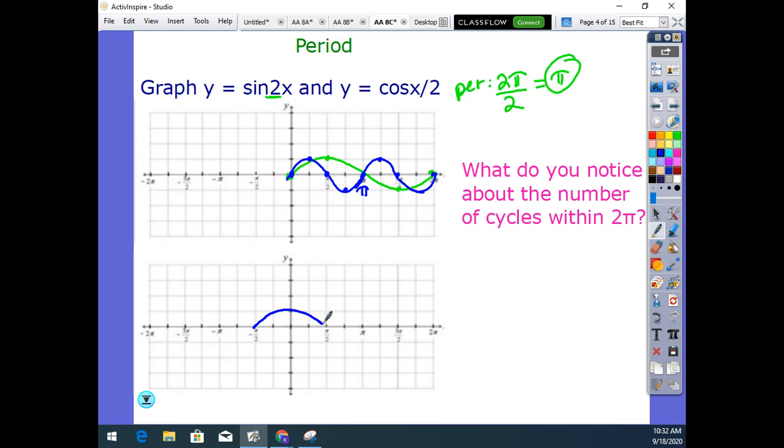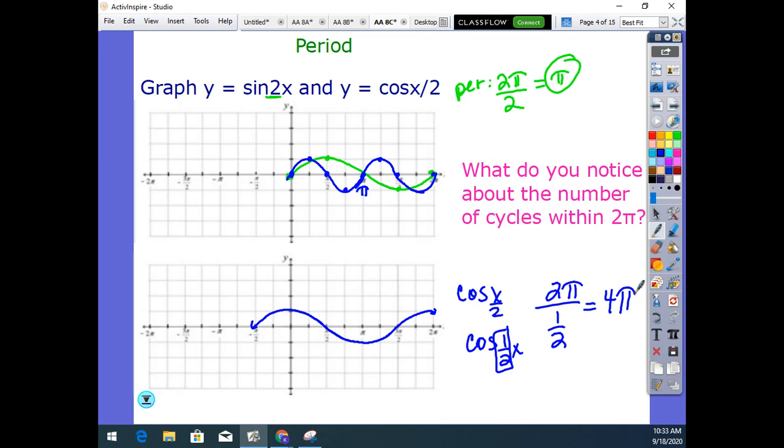First of all, let's look at the original cosine. So cosine of x over 2, we can also think of as cosine of 1/2 x. So that means we will only see half a cycle in a regular period of 2 pi. So if I take 2 pi and divide it by a half, that means it's going to take 4 pi to complete one cycle.